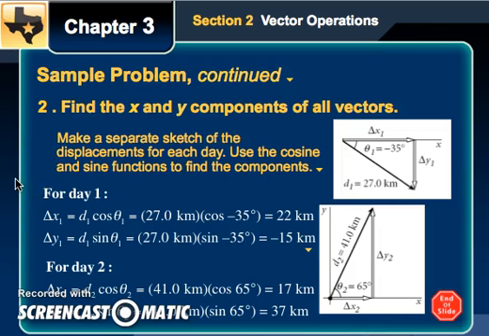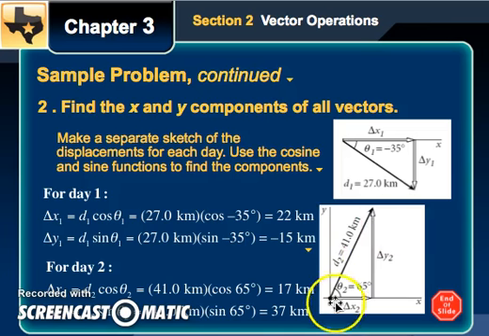Okay, so it's always good for us to take each displacement by itself, draw it by itself, resolve it into its own individual components. So displacement number 1, we have 27 kilometers at an angle of -35. To find the x component, it is going to be adjacent, so we're going to use the cosine function. Okay, so we plug and chug the numbers. We've got our hypotenuse of 27 times the cosine of -35 degrees. Make sure your calculator is in degree mode. That's equal to 22 kilometers. Okay, to find the y component here, we're going to use the sine function. So we would have our hypotenuse of 27 kilometers times the sine of -35, and that's equal to -15 kilometers.